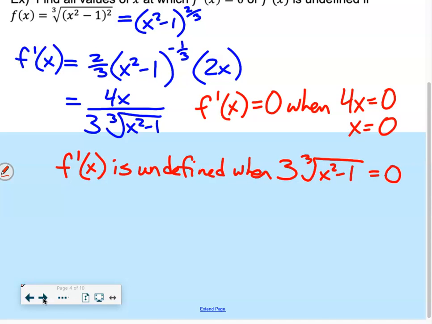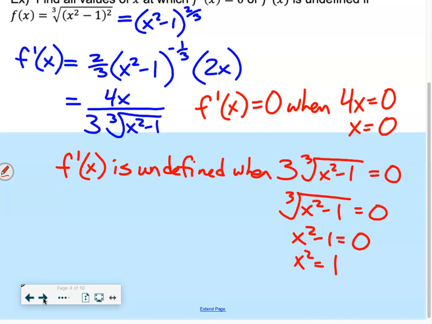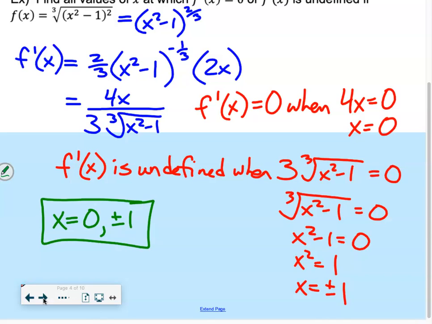All right, a little bit of algebra. First thing you do is divide both sides by 3. Okay, cube both sides. You get x squared equals 1. So x is plus or minus 1. So your final answer for all values of x where f prime is 0 or undefined, you have x equals 0 or plus or minus 1. So we're going to learn later on, those are called the critical values. It's where the derivative is 0 or undefined.